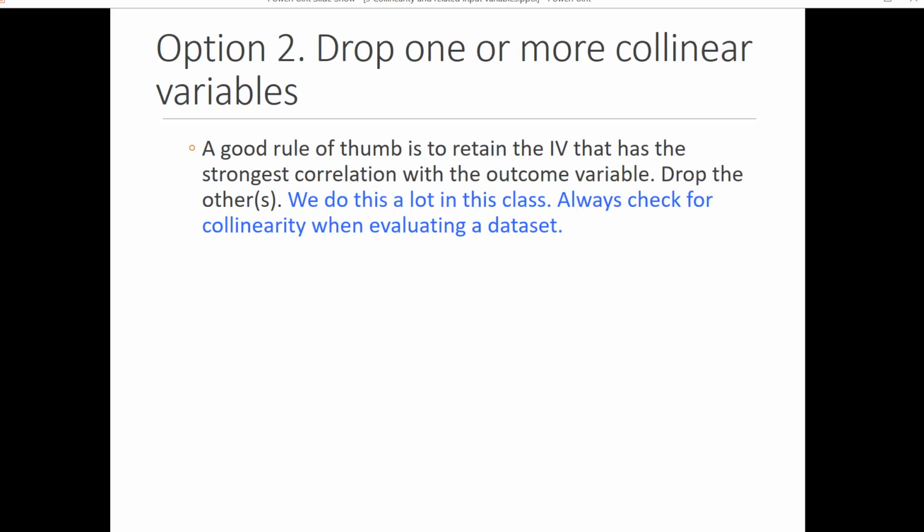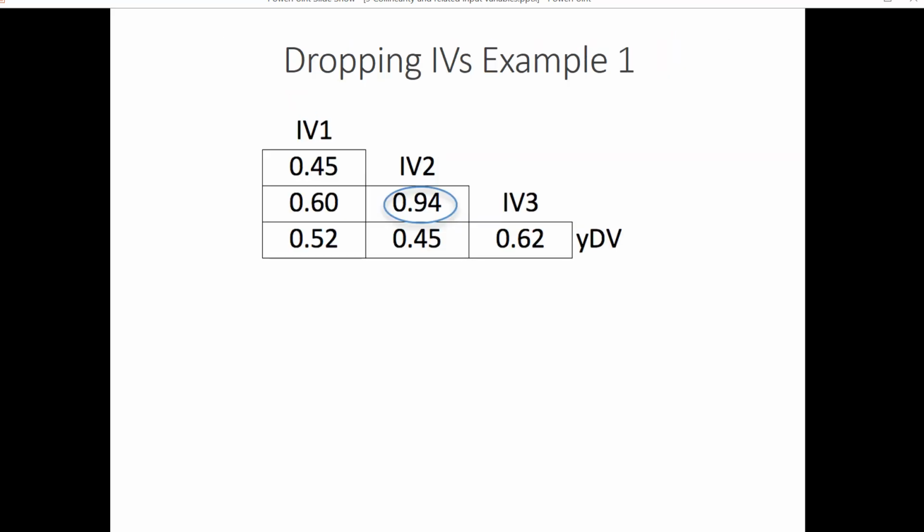So let's look at the option of dropping one or more collinear variables. A good rule of thumb is to retain the independent variable that has the strongest correlation with the outcome variable and drop the others. And we do this a lot in this class. So let's look at a couple of examples. In this example, we have a very strong relationship between IV2 and IV3. If we look at the outcome variable, IV3 has a stronger relationship than IV2 does. So this would be the logical one to retain.